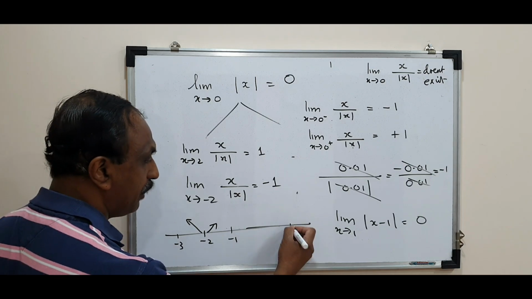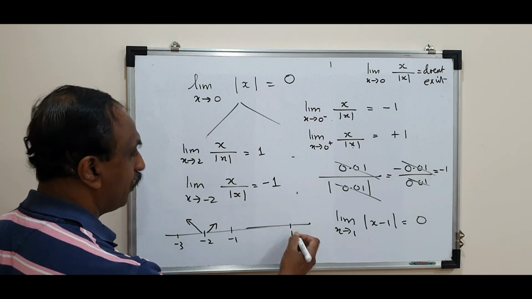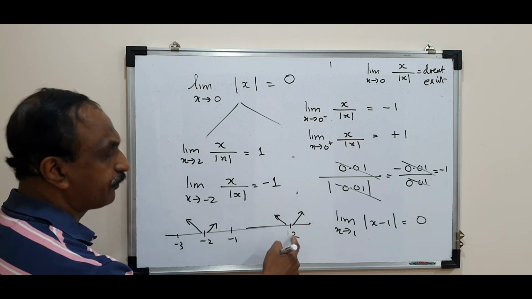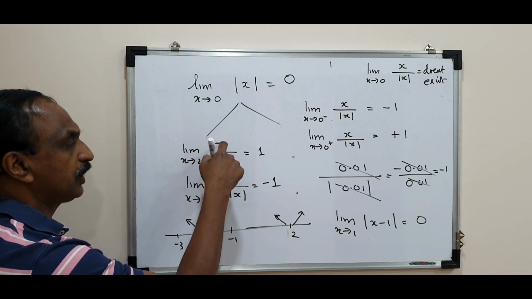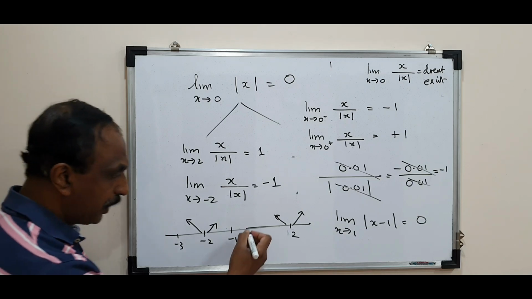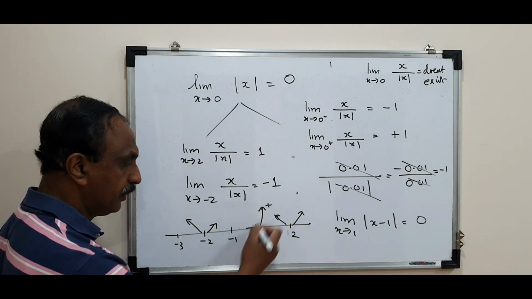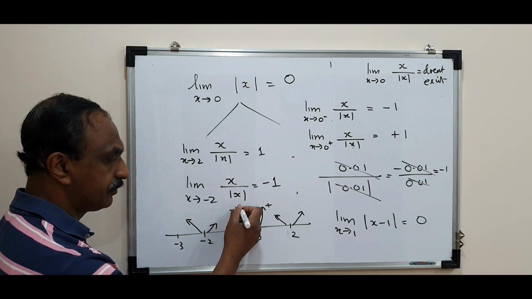If you take a positive number, let's say 2 here, if you take any number in the neighborhood of 2, both the cases will be positive upon positive, which will give you 1. But what happens in the neighborhood of 0? In the neighborhood of 0, this is positive and this happens to be negative.